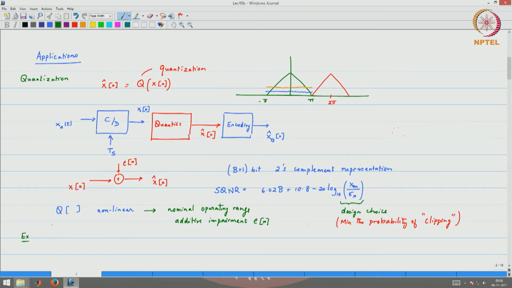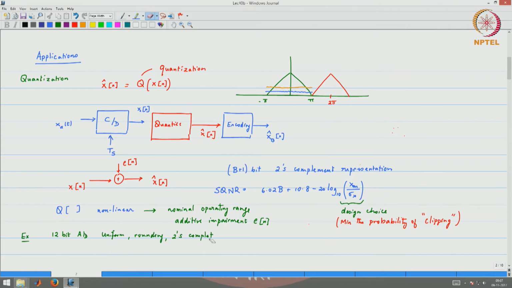Example: supposing you are told that you have a 12 bit A to D, uniform quantization, rounding, using 2's complement. What is the expected SQNR? First thing to keep in mind is that B plus 1 equals 12. The number of bits totally available to you is equal to 12, which implies that for all the formulae, B has to be equal to 11.